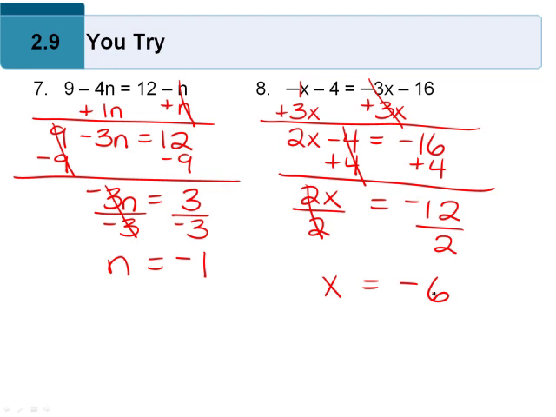So please make sure you practice these equations, because it is kind of confusing when you're moving things from one side of the equal sign to the other. But after you get the format down, it's all the same. It's not that big a deal. All right? And that's it for 2.9.